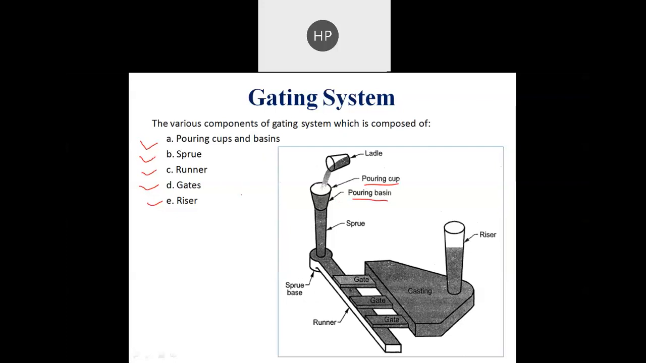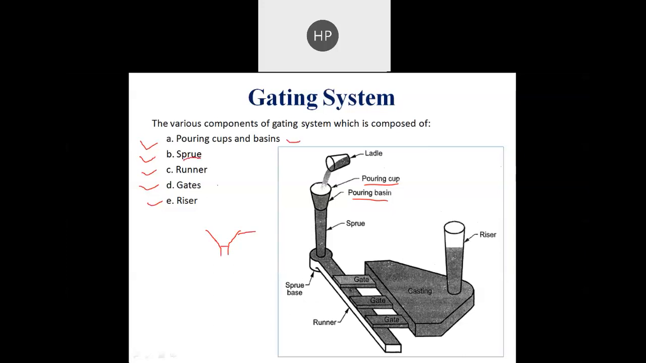So generally you have seen that the basin has a shape like this. It is widened at the top, okay, and narrower at the bottom. So it has a certain shape like this. So this is the pouring cup and this is the pouring basin. Okay, so this is the first part.